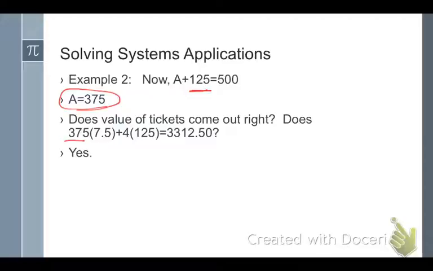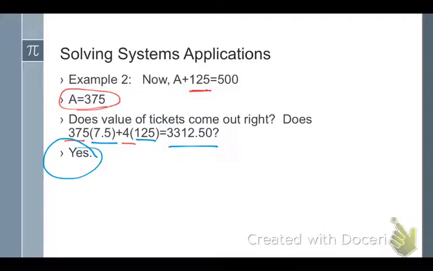I sold 375 adult tickets at $7.50 each, and I sold 4 children's tickets. Not a very popular show for children, huh? Oh, I'm sorry, so $4 each. It is a very popular show for children. There's 125 of them, $4 for each children's ticket, so there were 125 children. When I multiply that out, I do get 3312.5. So my answers are correct.